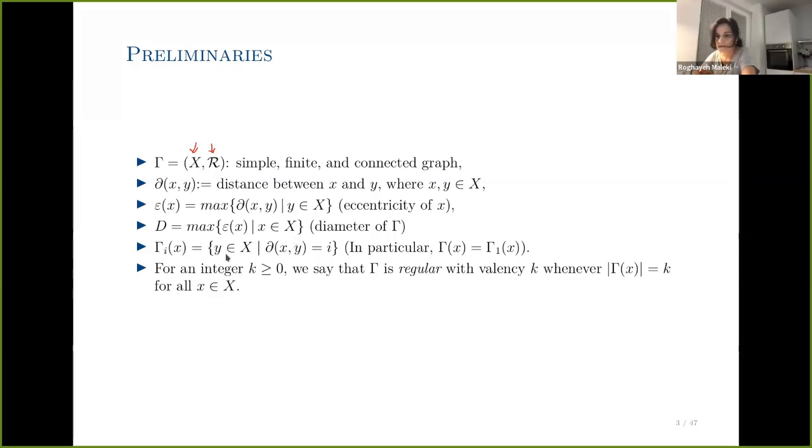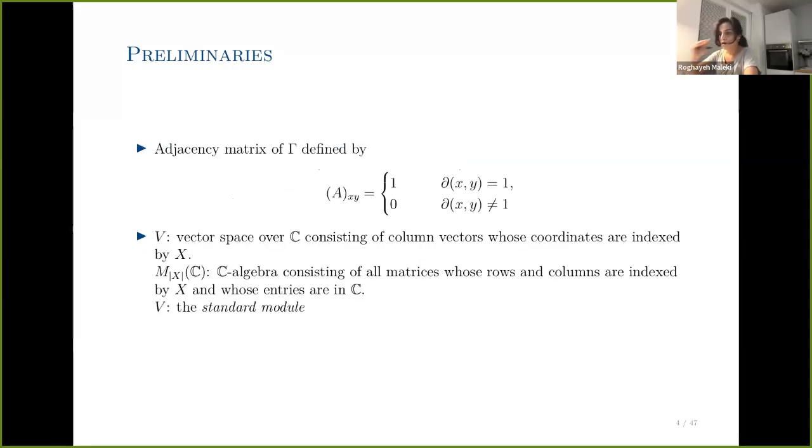Also, Gamma_i(x) is the set of all vertices of the graph which are at distance i from vertex x. In particular, we denote the neighbors of x with Gamma(x). For an integer k greater than or equal to 0, we say that the graph is regular with valency k whenever the cardinality of Gamma(x) equals k for all x in X. Here, of course, we have the adjacency matrix of the graph, which we are all familiar with. We put 1 in the position xy of the matrix A if x and y are adjacent, and 0 if they are not.